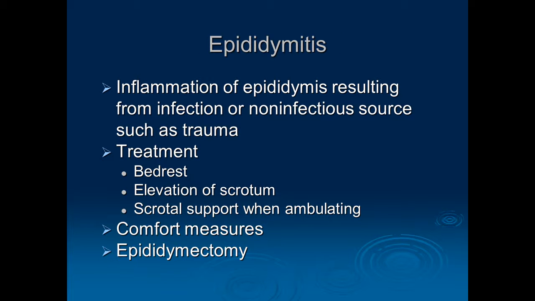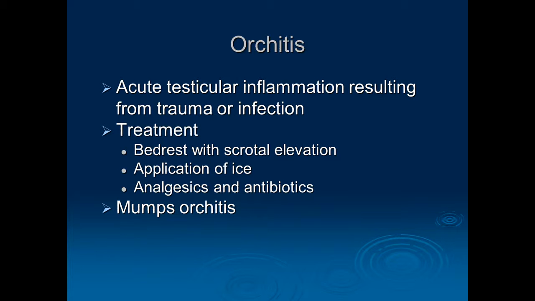The next condition is epididymitis. It's an inflammation of the epididymis resulting from infection or non-infectious sources such as trauma. The treatment is listed there: bed rest, elevate the scrotum, scrotal support even when ambulating, comfort measures, and a surgical procedure may have to be performed as well with this condition. Orchitis is acute testicular inflammation resulting from trauma or infection. Again, the treatment is about the same: scrotal support, ice, analgesics, and antibiotics. Most cases of orchitis are associated with the mumps virus.